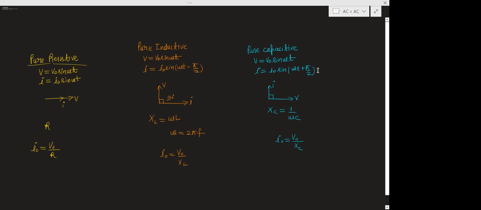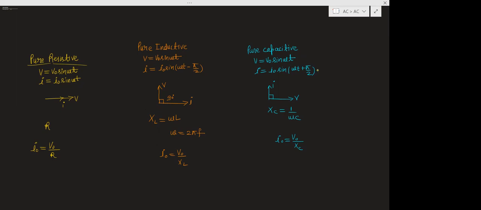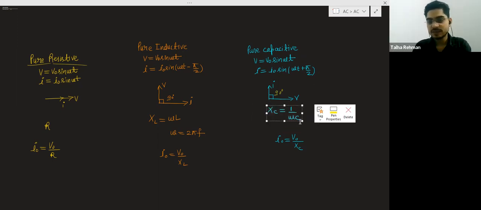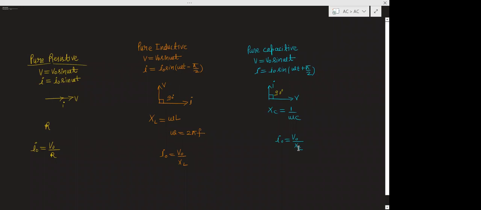Yes, it's ahead. In a capacitive circuit, current is leading the voltage by pi by 2, or 90 degrees. So in a capacitive circuit, we have capacitive reactance, that is Xc, given by 1 by omega C. So you can find the peak value of the current in this circuit, that is I naught is equal to V naught by Xc.